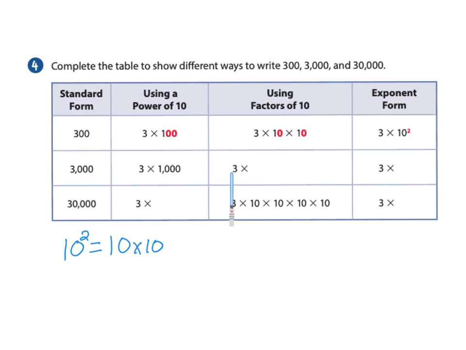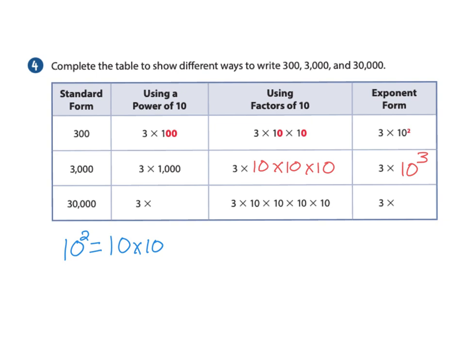We've already got the 3, so we need factors of 10 for 1,000. There are 1, 2, 3 zeros in 1,000. So we're going to use 3 tens. We're going to stick with that same pattern for the exponent form. This will be 3 times 10. Well, how many tens were there? 1, 2, 3. That will give us 10 to the third power.